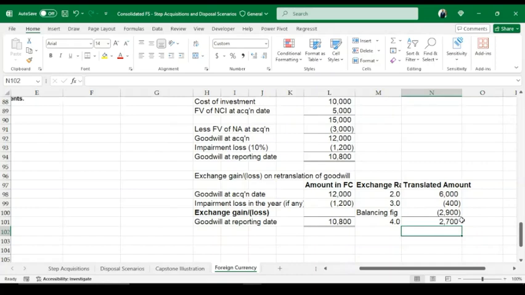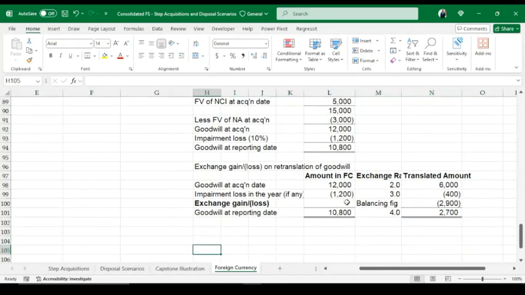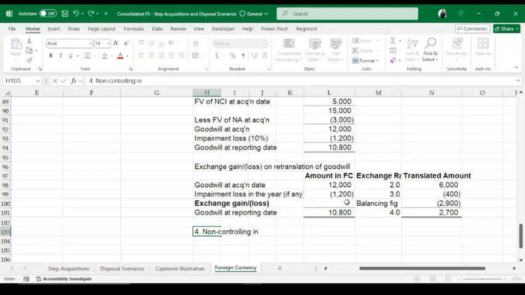So we are going to share the exchange loss and the impairment, as you already know, both to the parent and the non-controlling interest. So we've mentioned non-controlling interest, that is our workings for. So let's do that at once. So we have 4, non-controlling interests. All right, so with our non-controlling interest, what do we have?